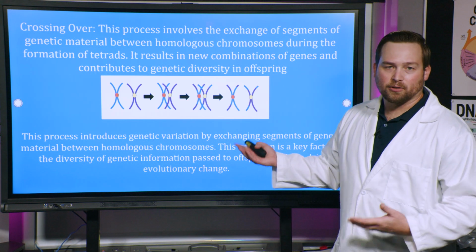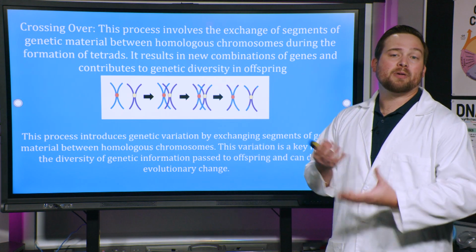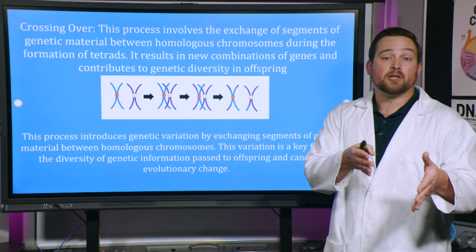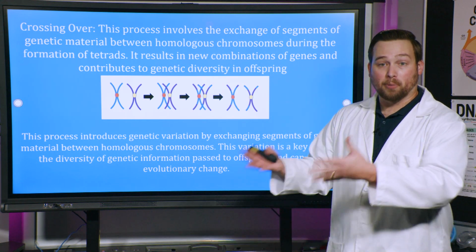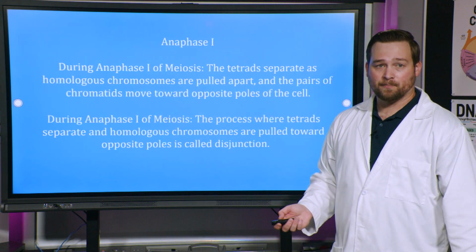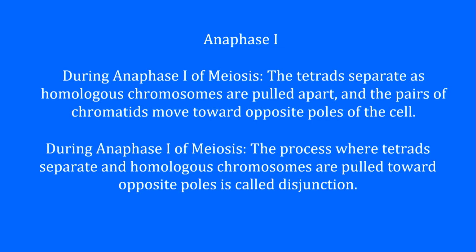This is where a lot of evolution is kind of coming from, because we're mixing up those genes so much and we're making individuals that are different from each other on purpose. We're doing this intentionally to increase genetic diversity. Okay, great. So all of that happens in prophase 1.